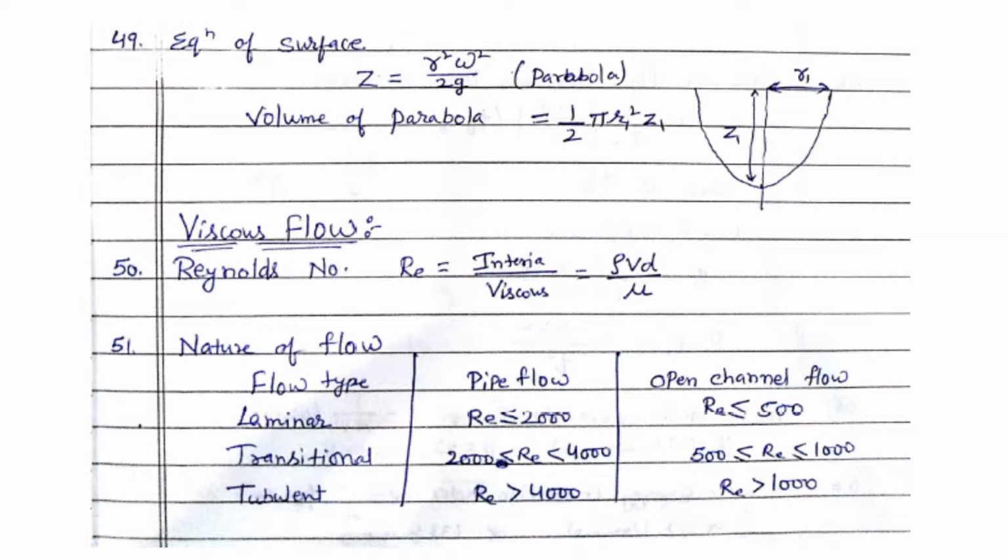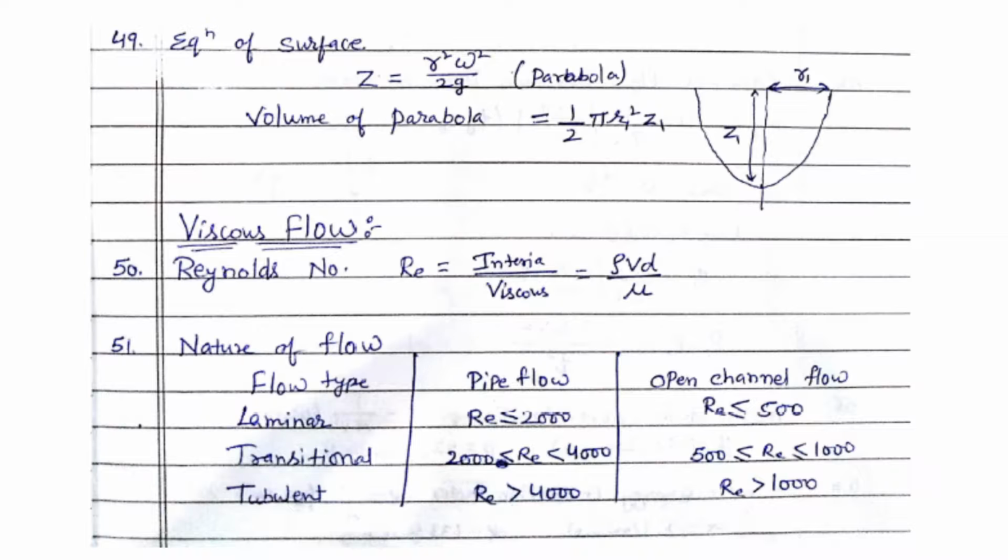Now, the equation of the surface. Due to this vortex flow, this paraboloid surface is created. So the equation of this is z equals r square omega square divided by 2g, and this paraboloid volume is 1 by 2 pi r1 square z1 square.